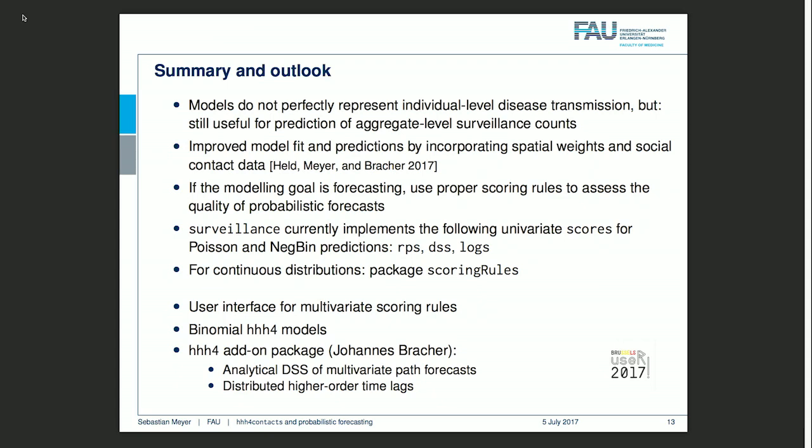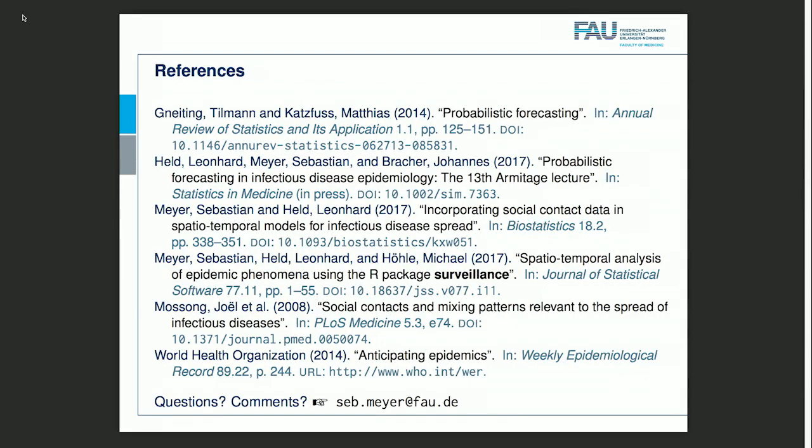And there will be an HHH4 add-on package by Johannes Bracher, who is developing analytical scores for multivariate path forecasts and distributed higher order time lags, which means that not only the last week is incorporated in the autoregressive component, but also weeks before that. So thanks for your attention.